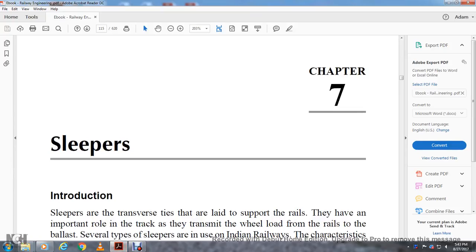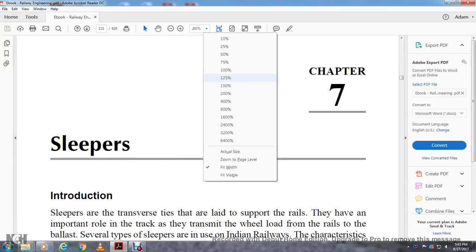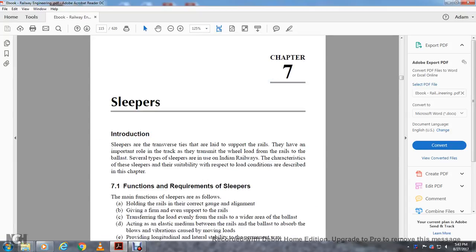Alright, Chapter 7, Sleepers. Sleepers are transverse ties that are laid to support the rail. They have an important role in the track. They transmit the wheel load from the rail to the ballast. Several types of sleepers are used on the rail. The characteristics of the sleepers are suited to the respective load conditions that are described in this chapter.